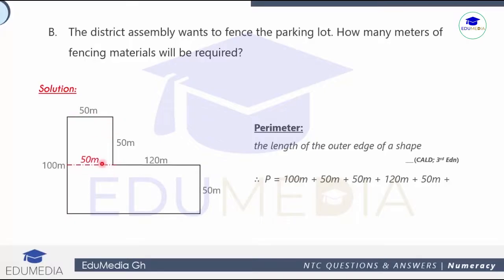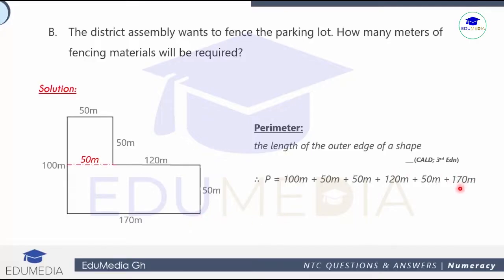Okay, so this is 50 meters, just like this, because they all have the same measurement. Now, since they have the same measurement, this is 50 and this is 120 meters, because this line comprises of this aspect and this aspect. So we can now add the 50 meters and the 120 meters to get the measurement of this particular line here. So that is 170 meters here. All right, so therefore we can now put our 170 meters here and then continue our calculation.